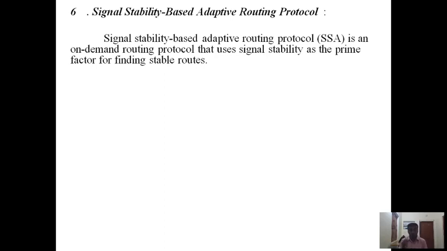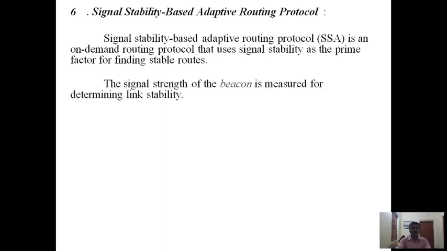If you find the route, even though it is stable, it checks whether the signals are stable or not. If the signals are stable, then it uses that route to transfer the data. That is the concept of signal stability based routing protocol. Then the signal strength of the beacon is measured for determining link stability. So signal strengths are also measured for finding the link stability.